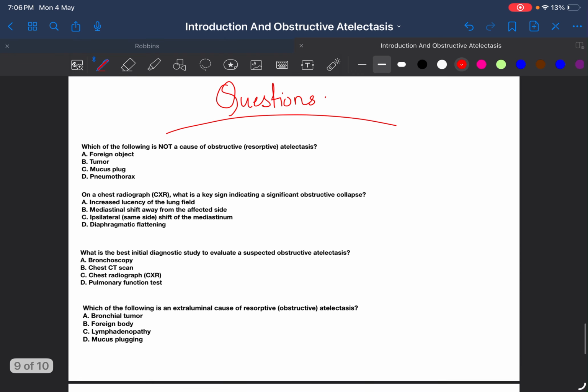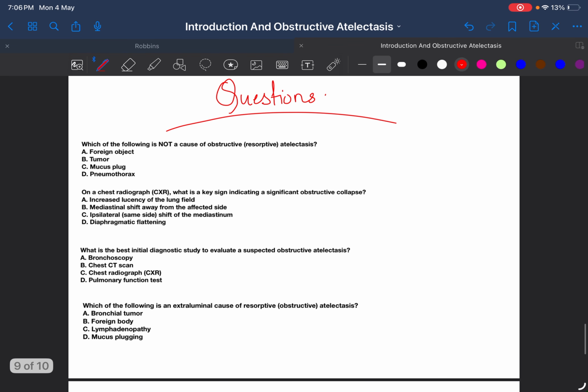Now let's go through the questions. These are a few questions that I have put which were not mentioned before, so this is a nice way to remember some information. Which of the following is not a cause of obstructive atelectasis? Foreign object, tumor, mucus plug, or pneumothorax? I had mentioned the first three, so the answer would be pneumothorax.